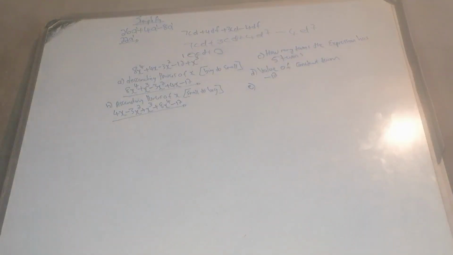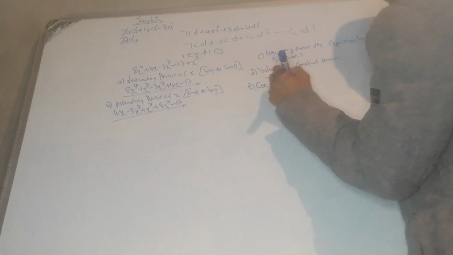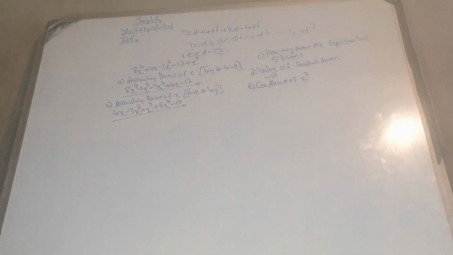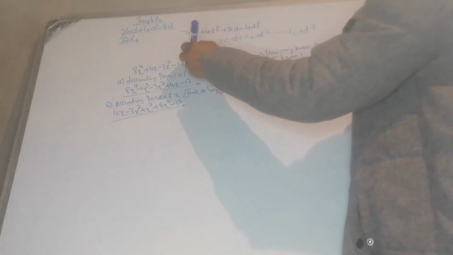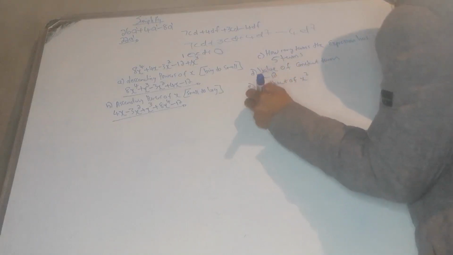Number E. Write down the coefficient of x cubed. The coefficient of x cubed is the number in front of x cubed. Its value is positive 1, or just 1.